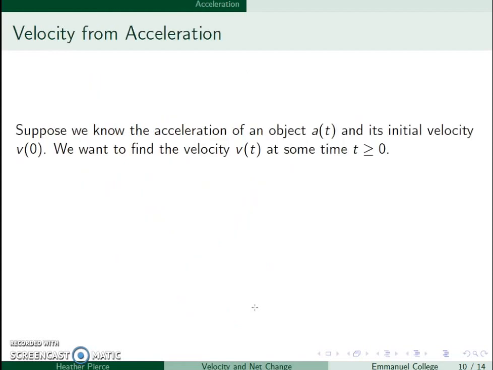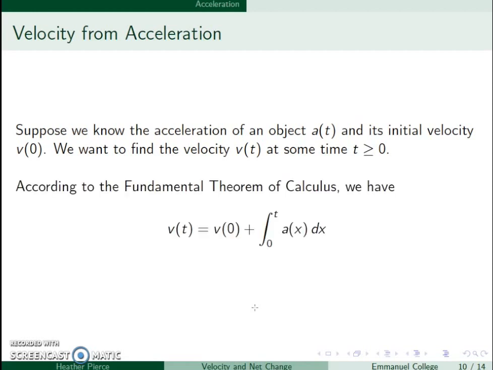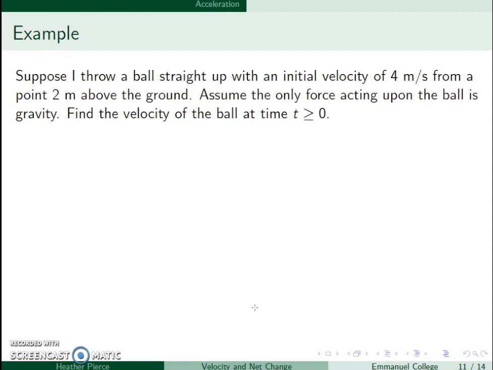Now suppose we know the acceleration and the initial velocity. We can also find the future velocity. This comes from the exact same formula that we had before. However, instead of velocity being the derivative of position, we use the fact that acceleration is the derivative of velocity. So let's assume we throw a ball straight up with an initial velocity of 4 meters per second from a point 2 meters above the ground. We're going to assume the only force acting upon the ball is gravity. So let's find the velocity.